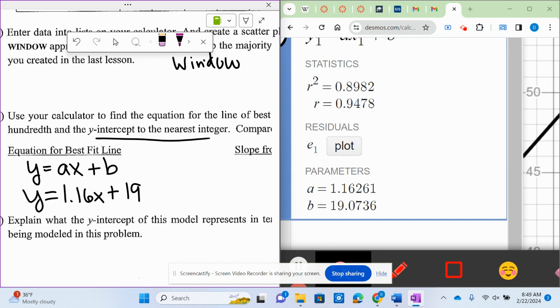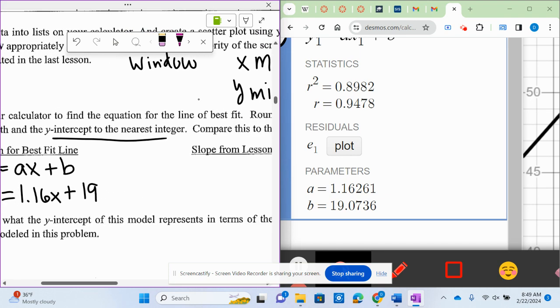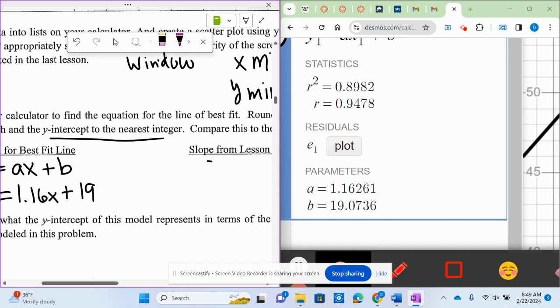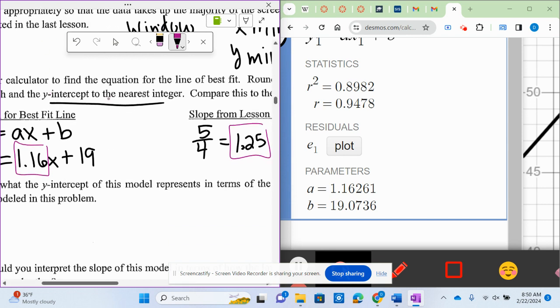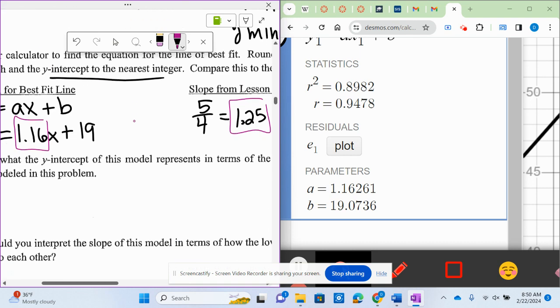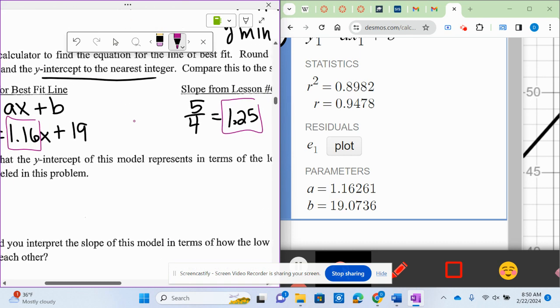What was our slope from our original activity? Well, when we did this in notes yesterday in our lesson, we had a slope of 5/4 when we graphed it ourselves, which is 1.25. So how close was our slope yesterday, 1.25, compared to the slope we actually got from the computer today? It's pretty close, right? We're not going to be off a whole bit, not unless the numbers get really big, okay?